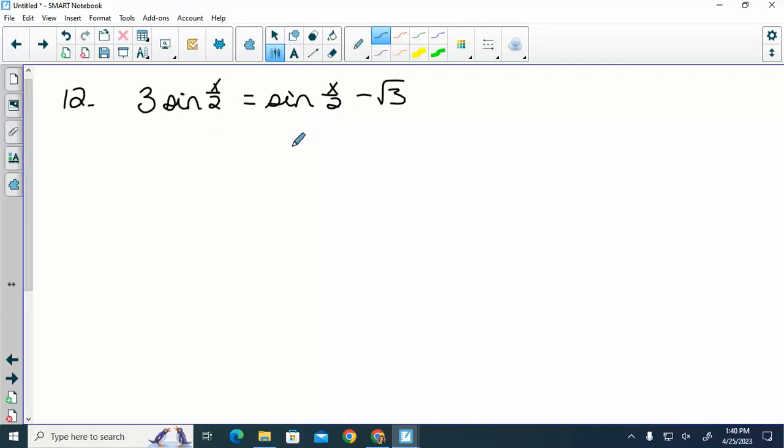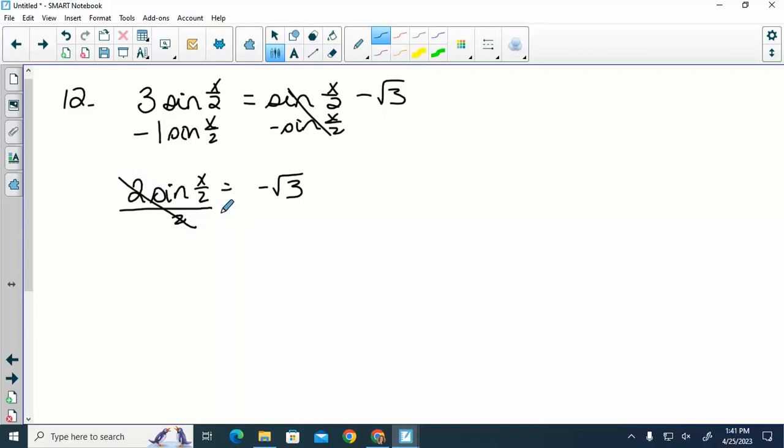What do you do first? Okay, you subtract that over. Now when you do this, it's not changing the angle. You're subtracting the coefficients. So 3 minus 1 is 2 sine of x over 2 equals a negative radical 3. And then we can divide by that 2. Sine of x over 2 equals negative radical 3 over 2.